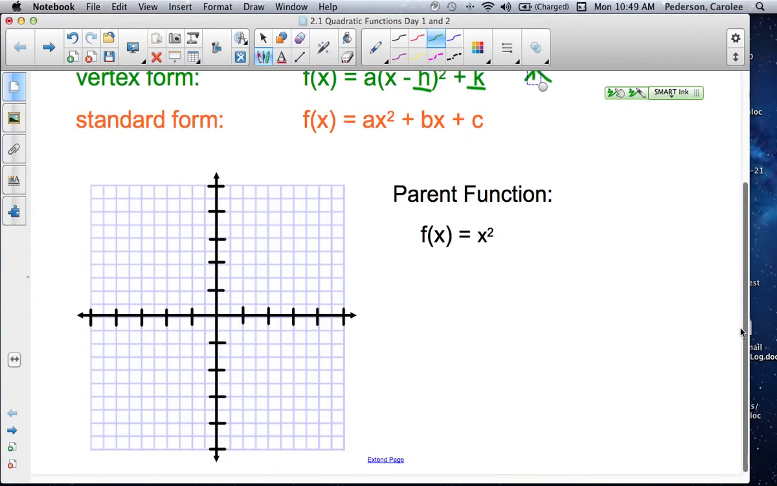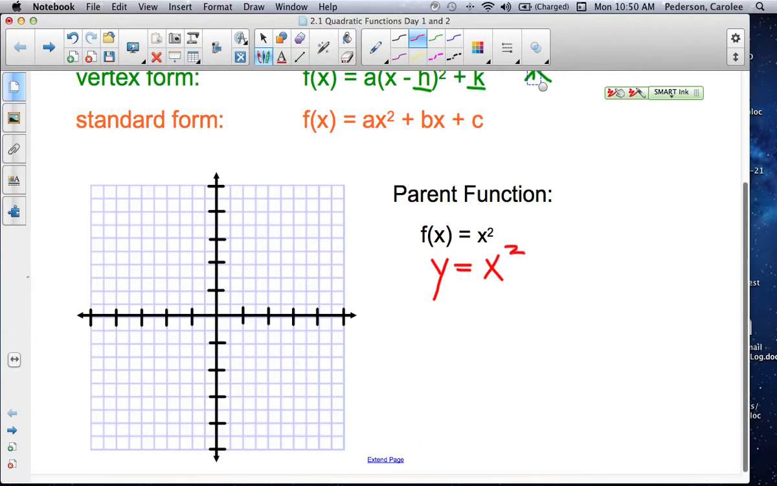I'd say this is already in your notebook, so you don't need to write it down. So remember, the parent function of the parabola is f of x equals x squared. You can also rewrite it as y equals x squared.